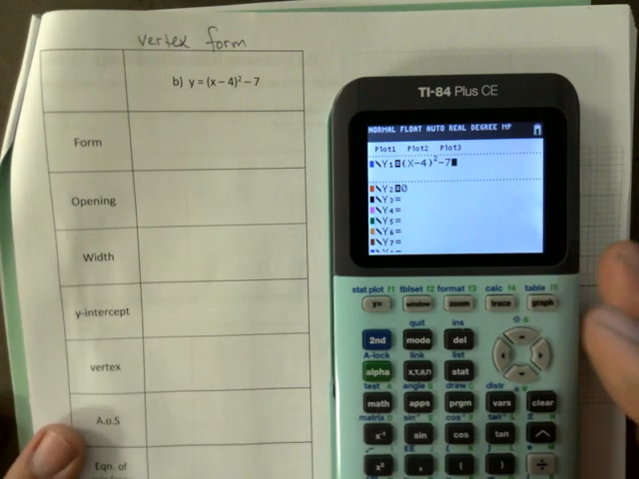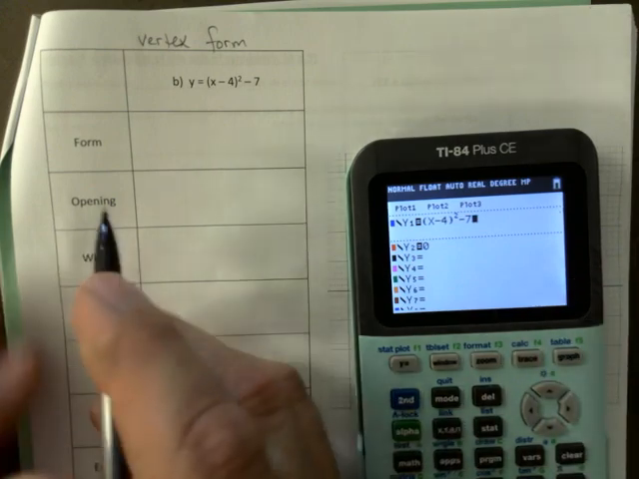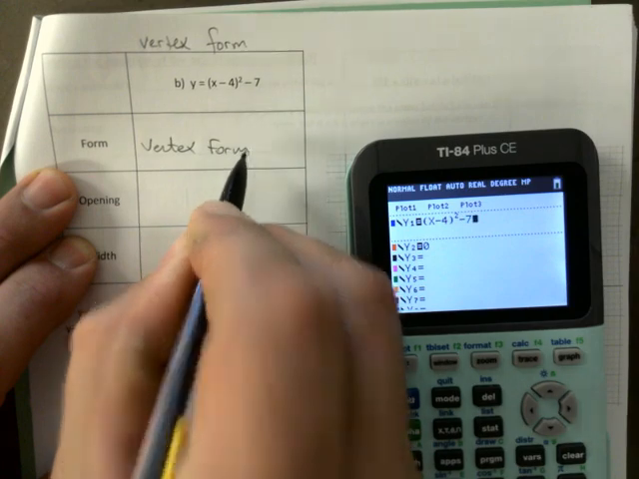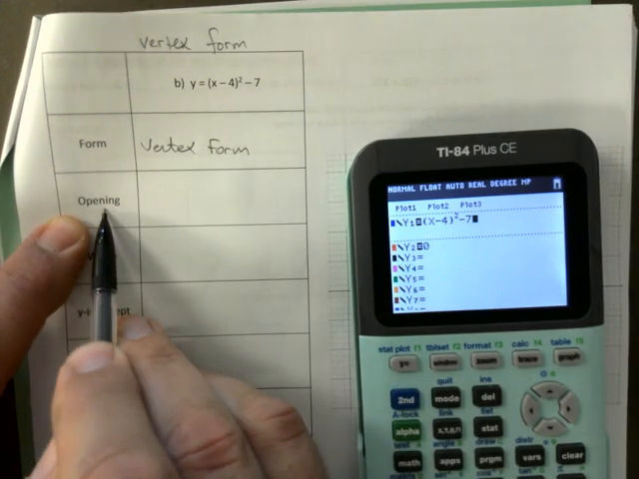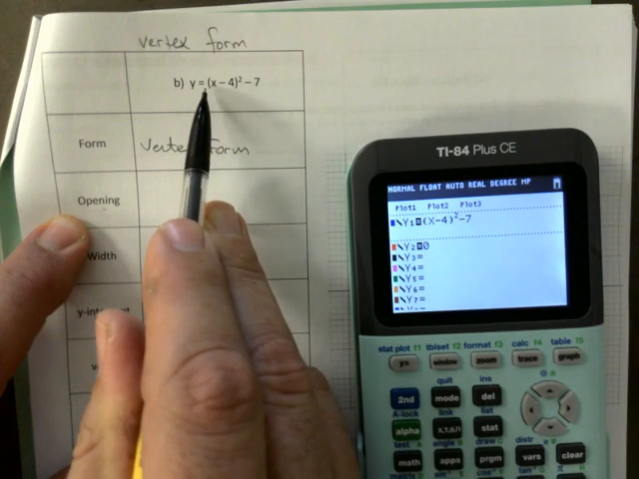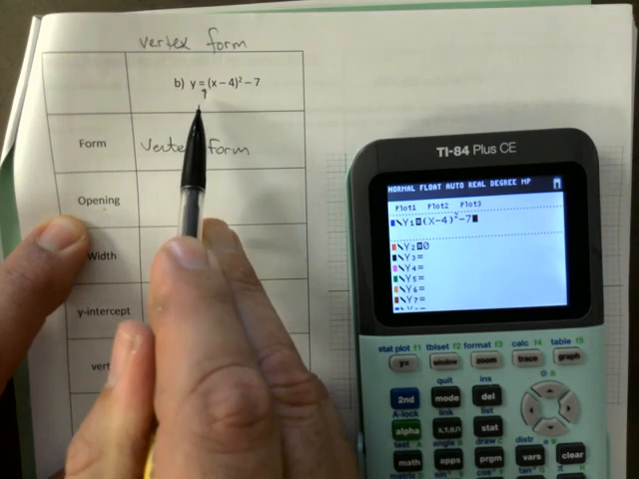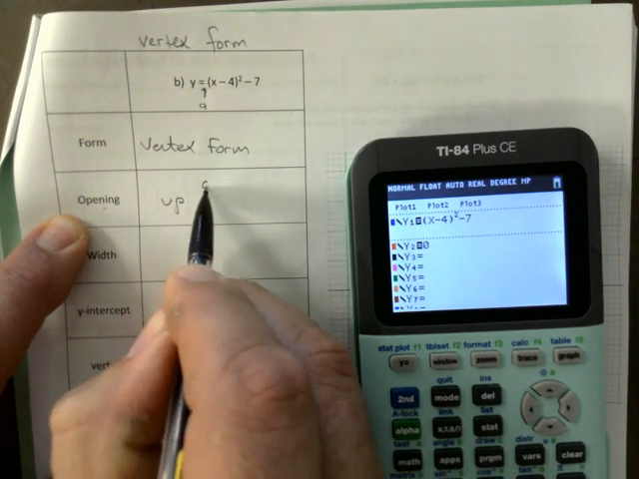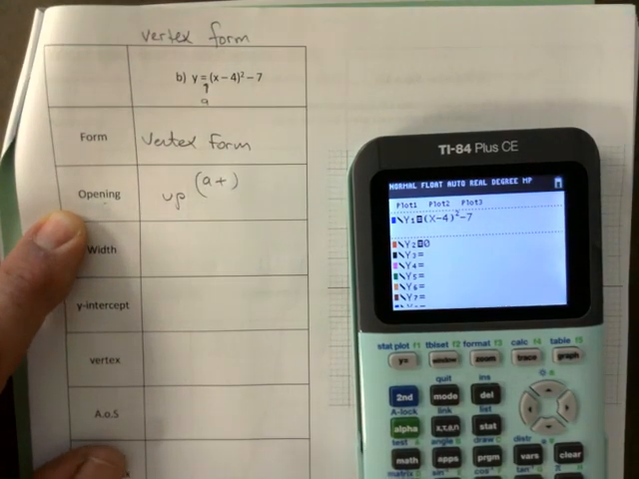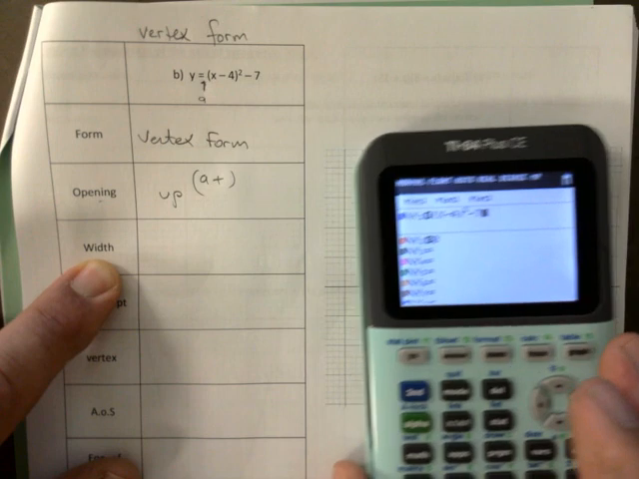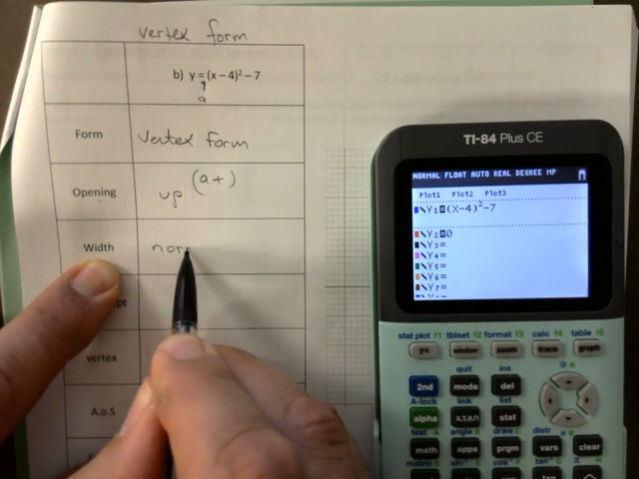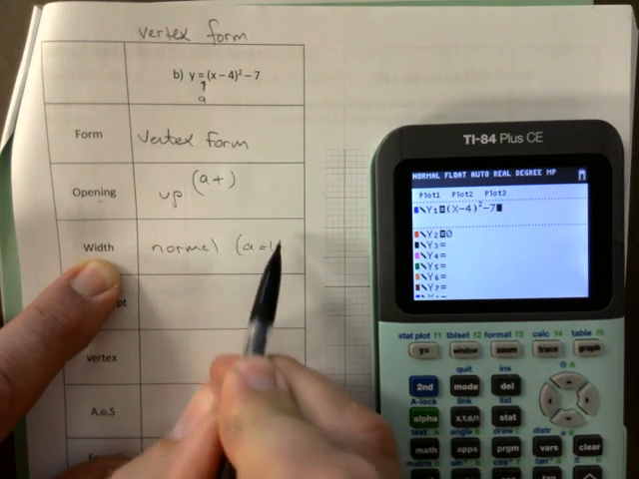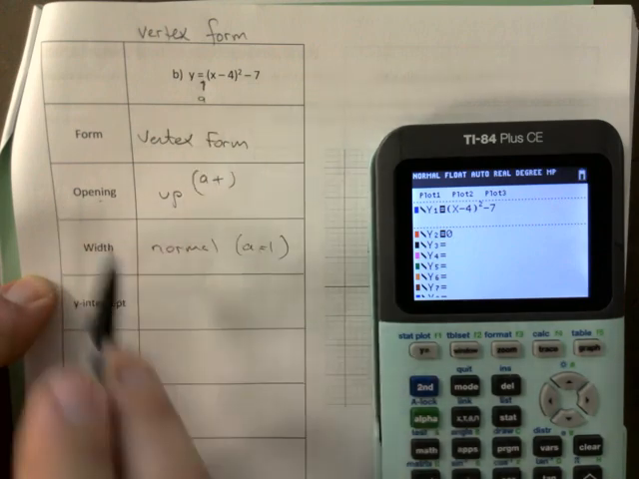By the way, let's answer some of these forms here. So this is vertex form, and this is just to get you thinking, right? Opening without graphing, I should know that a is right there. The leading coefficient a is right in front of the bracket, so it's going to be pointing up because a is positive. What's the width? We would consider it normal width because a is equal to 1. Okay, that's the explanation.